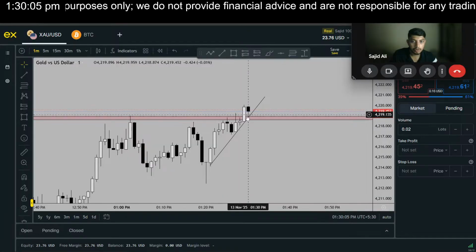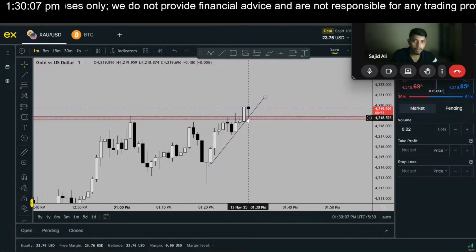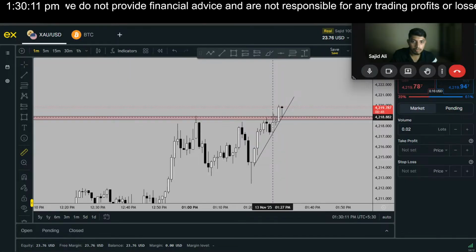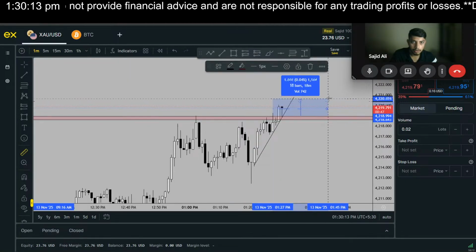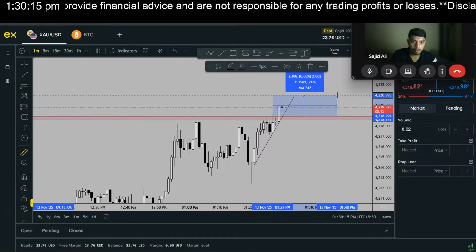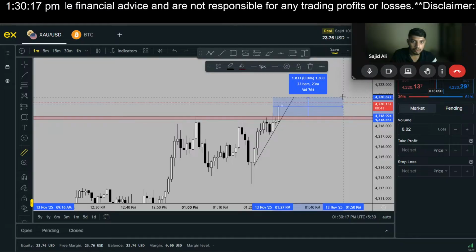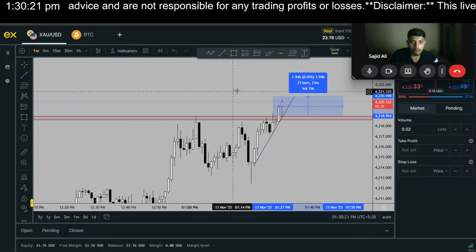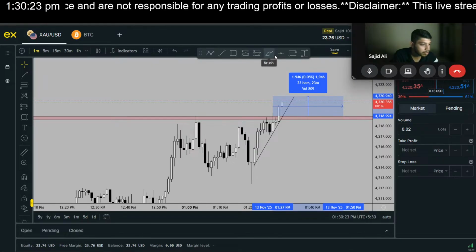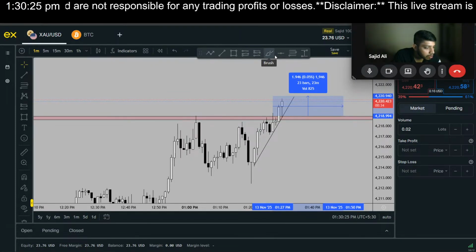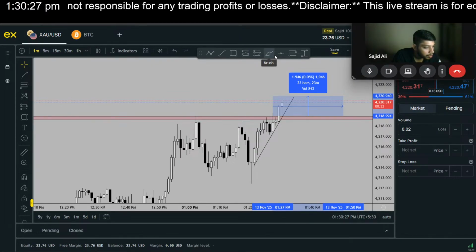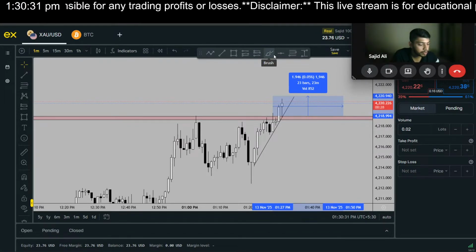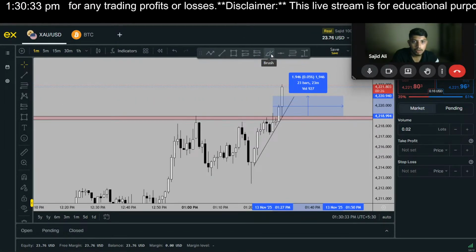This candle should close above this level. That's our first priority. 20 pips is around here. Now, 0.04 is good. No, dude, you have to go with 0.1. 0.04 is very much less. You have to go with 0.1.